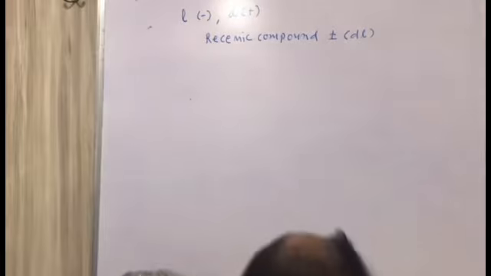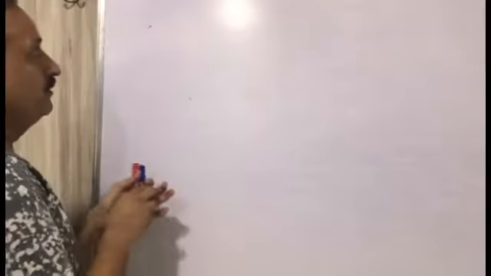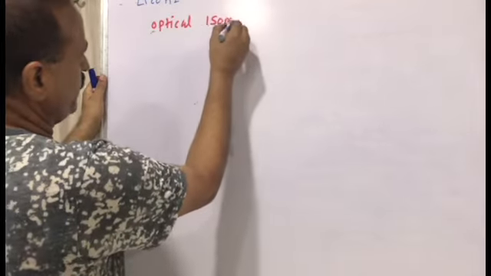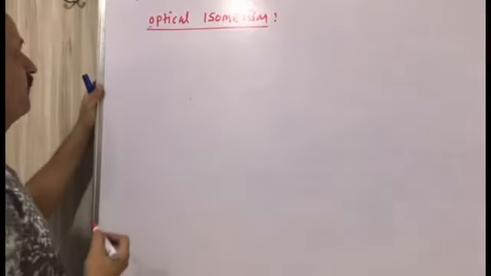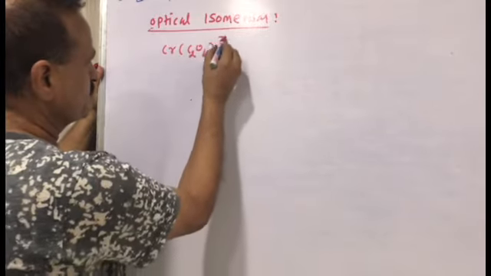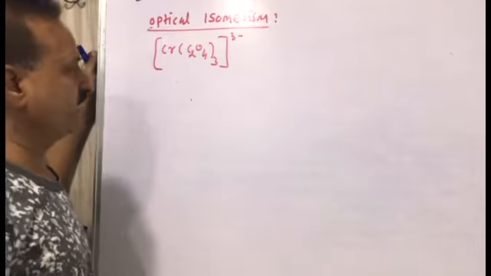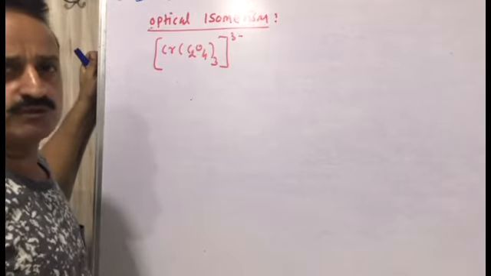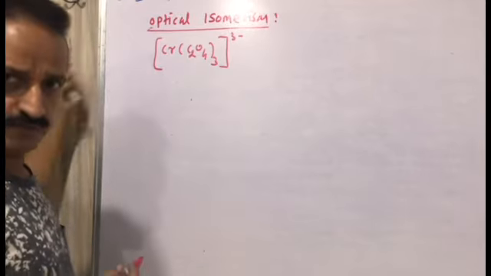We will take a proper example and prove that this is a mirror image and the image is not superimposed, so they are optical isomers. Let's see optical isomers. The topic is optical isomerism. We are taking one example, [Cr(C2O4)3]3-. We will discuss this example, prove that the mirror images are not superimposable on each other, and draw the structure.